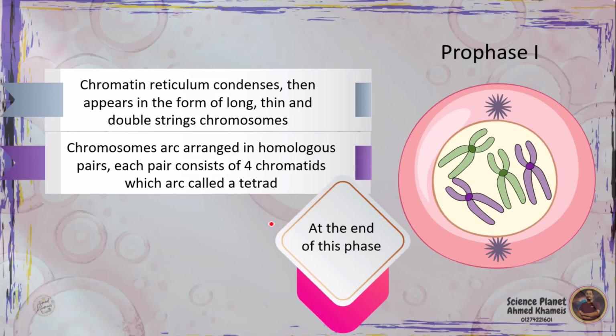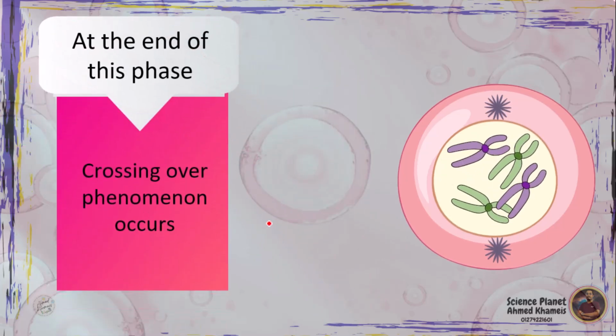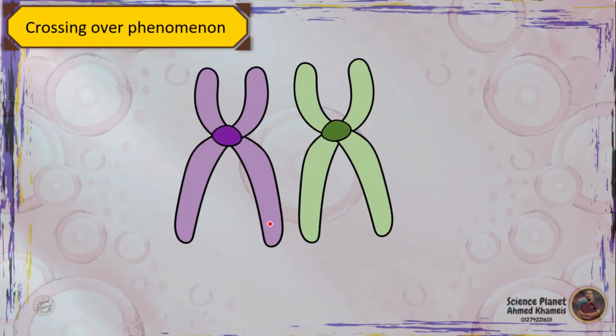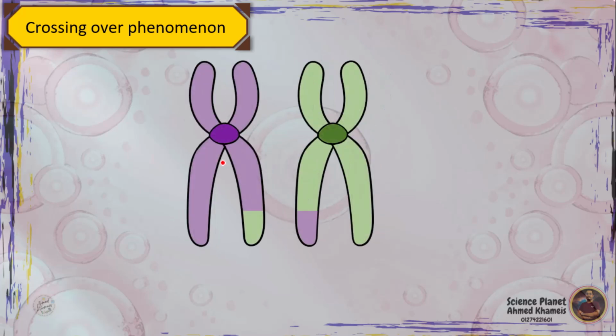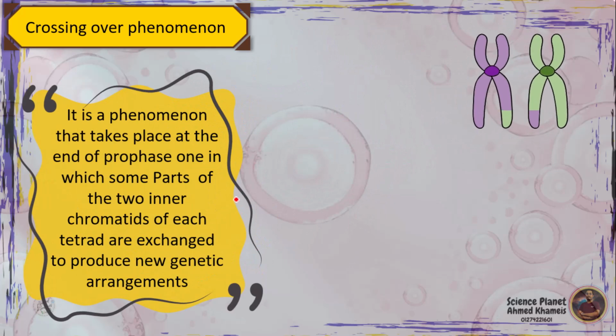And by the end of this phase, an important phenomenon called crossing over occurs. In crossing over, as we will see, the chromatids get close and replace parts of their inner chromatids, and that makes a variation in the genetic material.